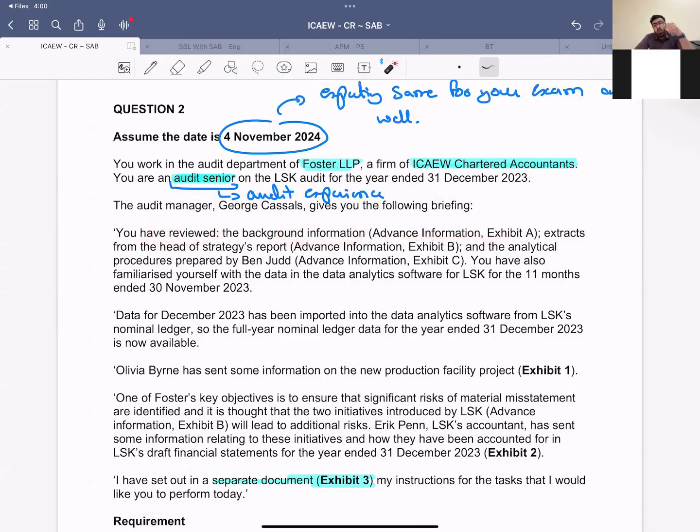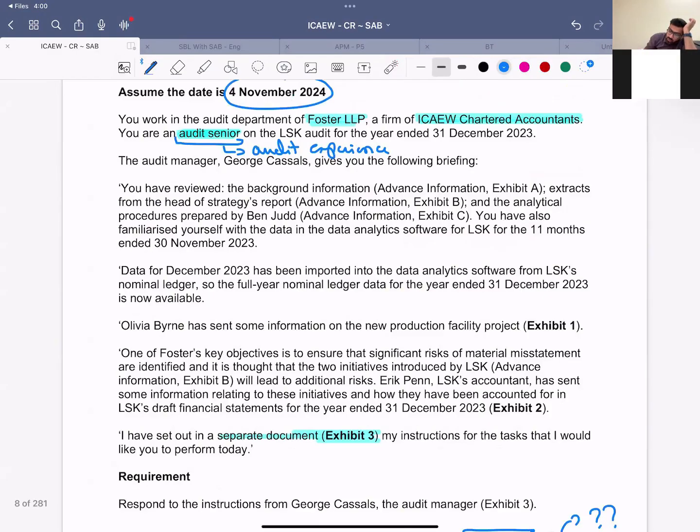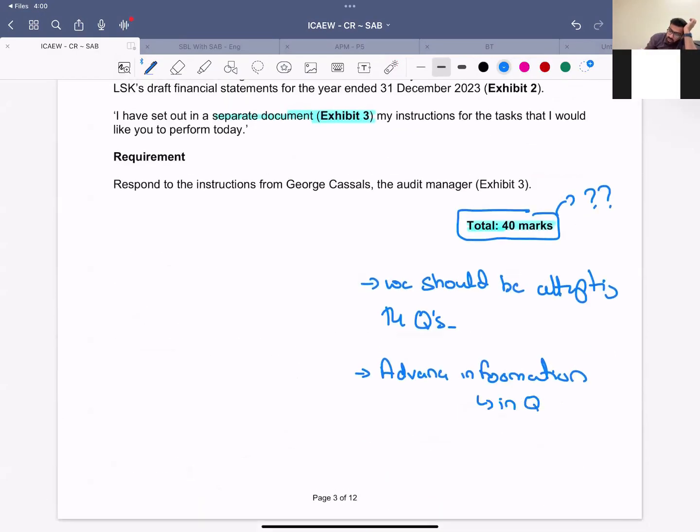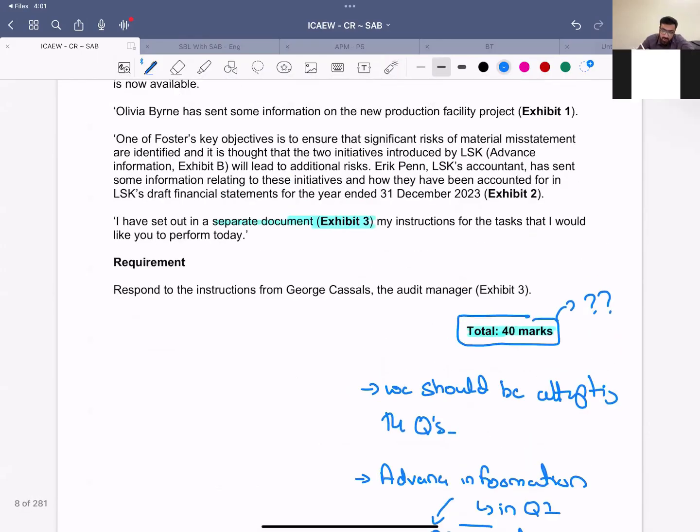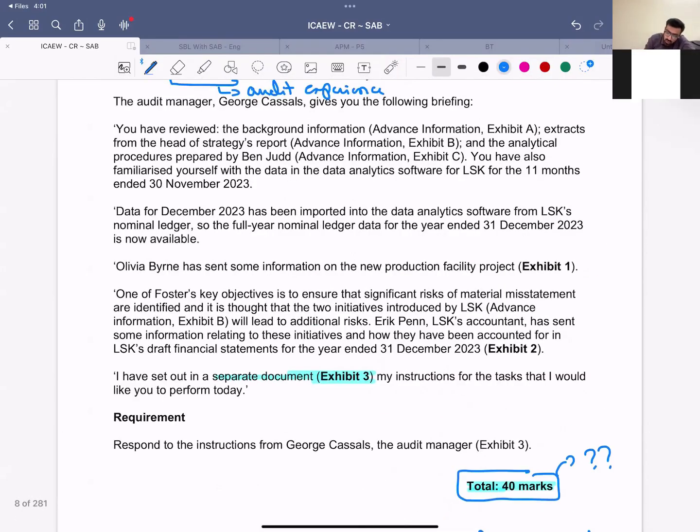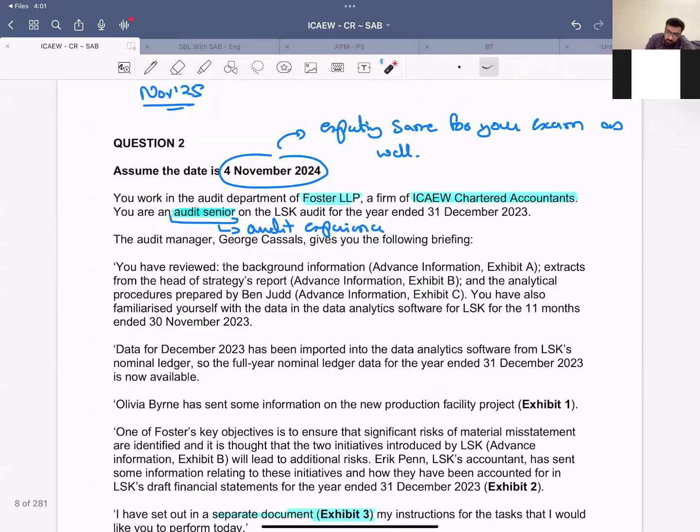See, I told you. When I attempted this paper a couple of years back, the advanced information used to be in question one. But now the examiner has shifted that to question two recently. So that means question one of 30 marks is free from advanced information. It's just question two that has advanced information. So we have to review the advanced information as well.